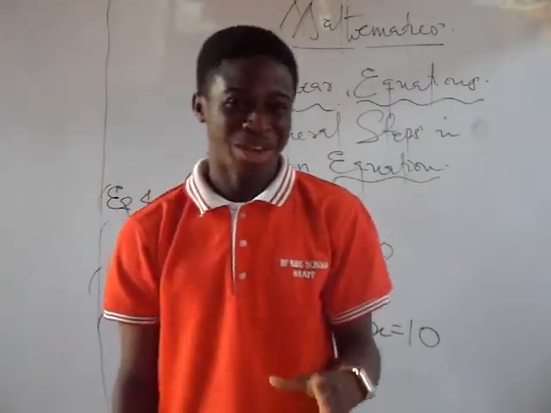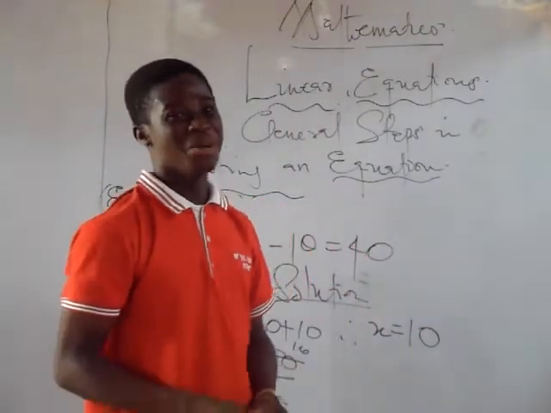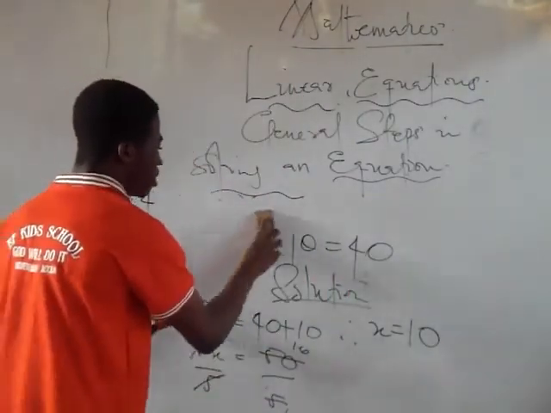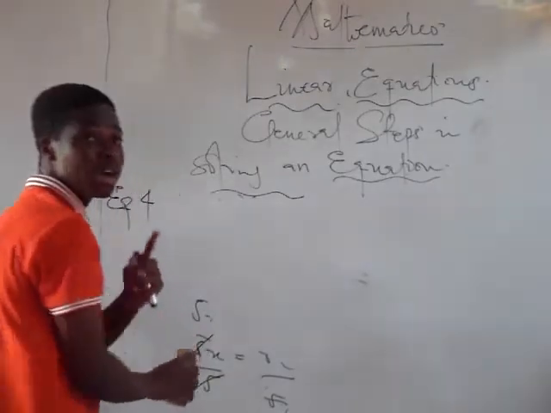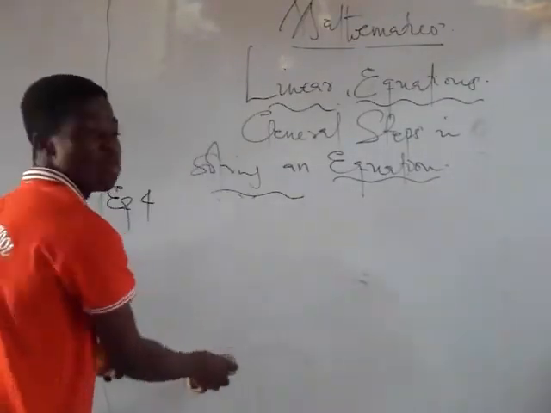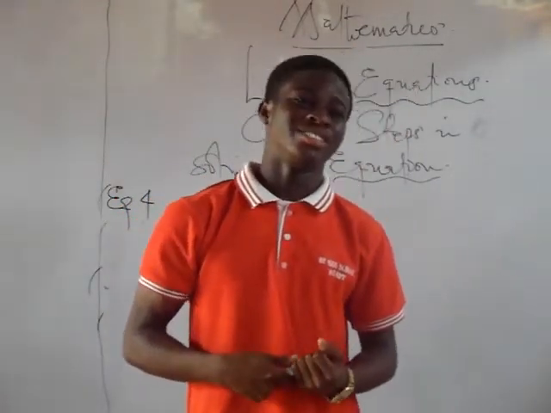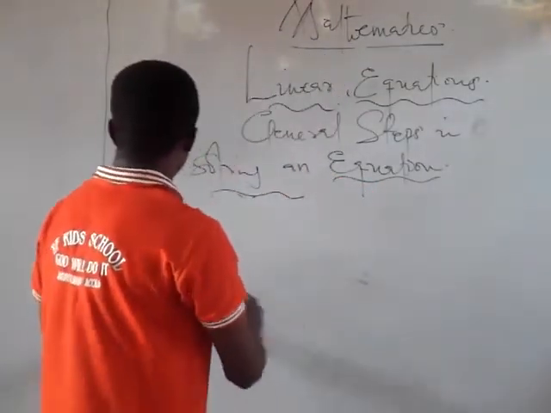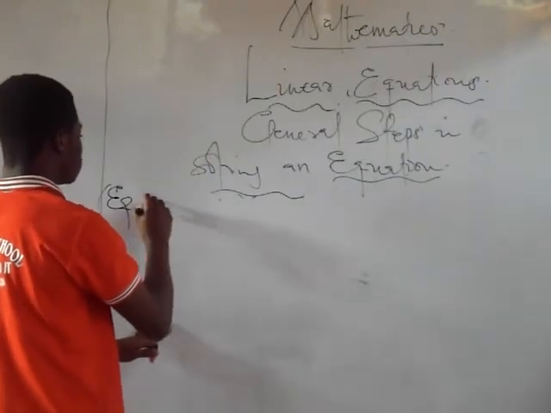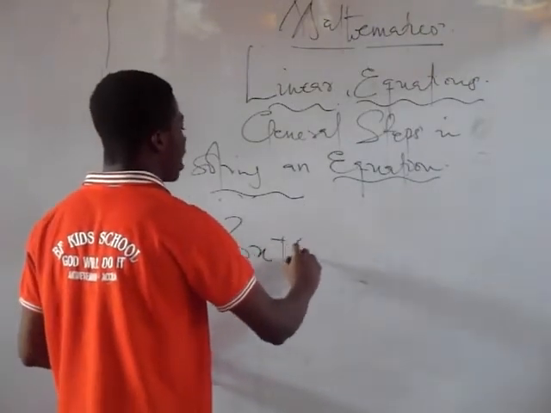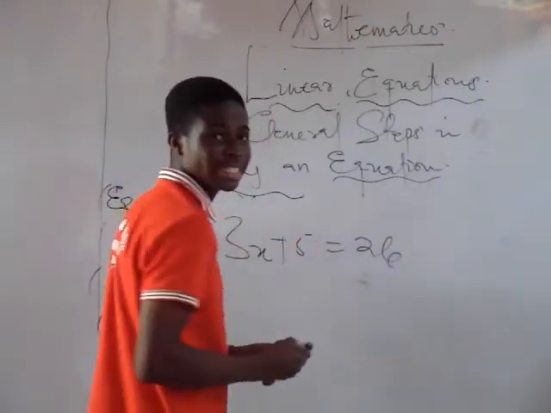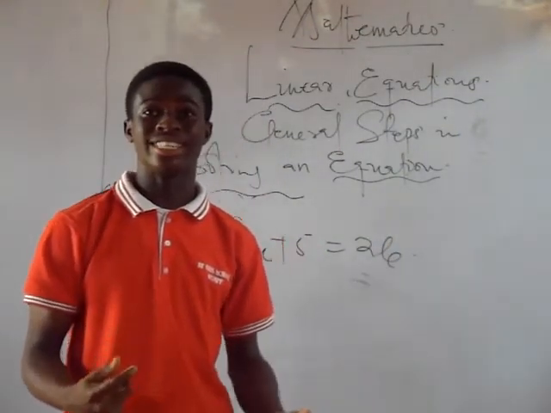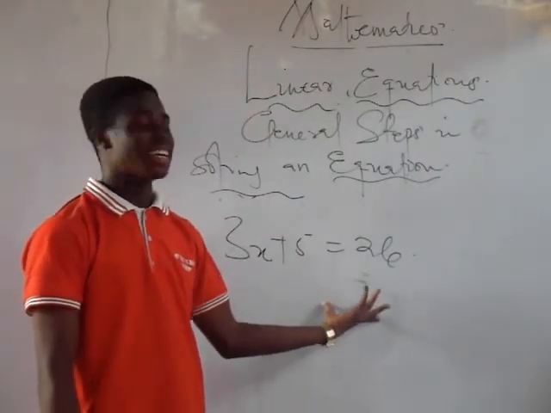Yes. I know someone is looking at me, the person didn't get it. But don't worry. With the next example, you will soon get the answer. Take your next trial example and let's see who will get it first. With this example, please try as much as possible to get the answer correct for me. Take this. That is example 5. You have 3x plus 5 equals 26. Try this and give me your feedback.